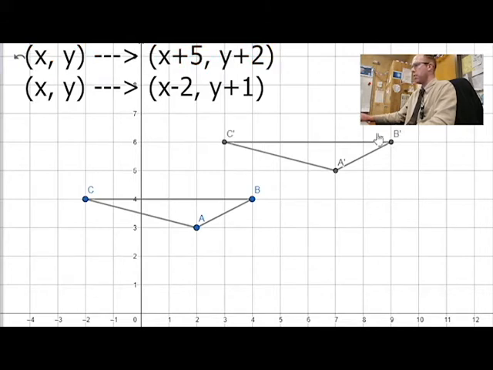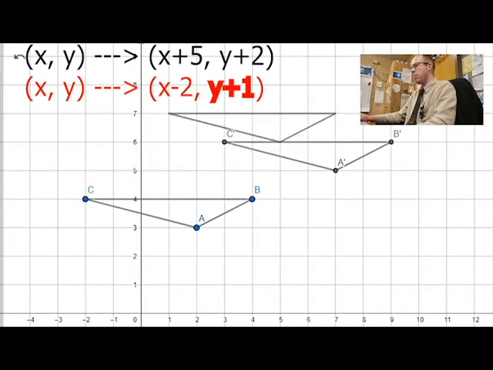Next, we need to take this triangle that we just created, and we're going to translate it a second time, given by the rule x y translates to x minus 2, y plus 1. So x minus 2 means that we are going to translate 2 units to the left. So here's that translation, 2 units to the left. And y plus 1 means we are going to go 1 unit up. So here is that translation, 1 unit up.